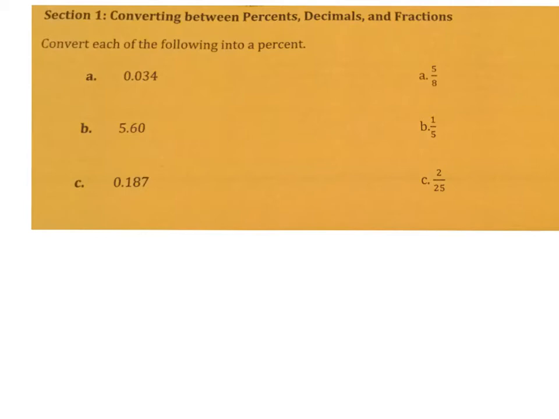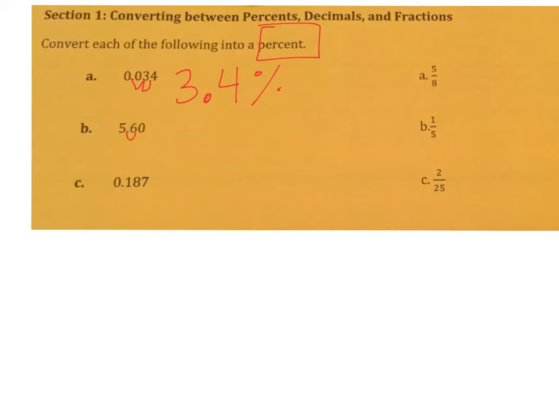Convert each of the following into a percent. So for A, B, and C, we have decimals, and we know that when we want to change a decimal to a percent, we move the decimal place 2 times to the right. So on A, I'm going to move the decimal 2 times to the right, and my percent will be 3 4/10%. I'm going to do the same thing for B.